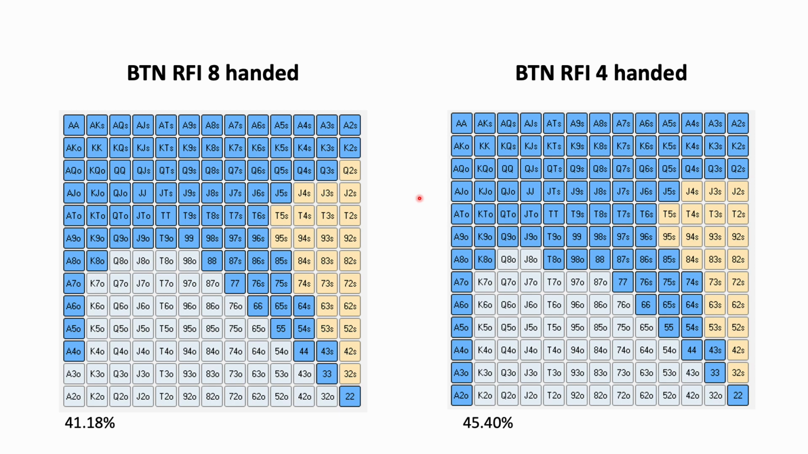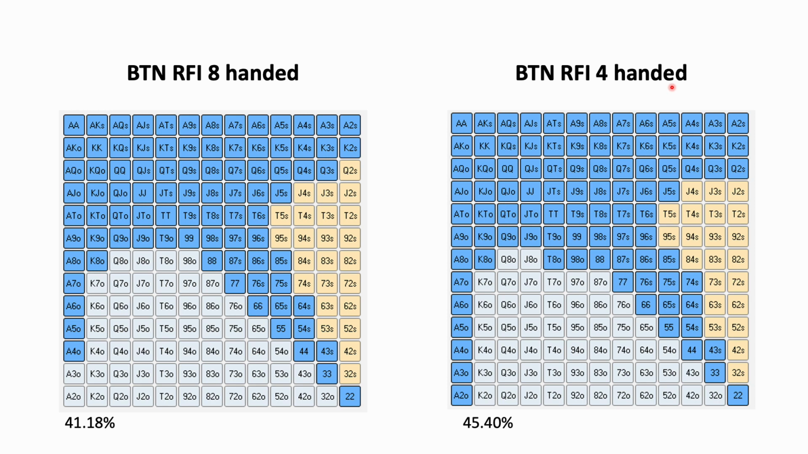All right, in order to visualize this, we're going to look at an example. First, let's check out the open ranges for the button in 2 different situations. First situation, an 8-handed game where it folds to us on the button, which means 5 people had folded ahead of us, and therefore we can presume that those 5 people that folded ahead of us are folding a higher distribution of lower cards than higher cards. And you'll see our opening range is roughly 41% in that situation.